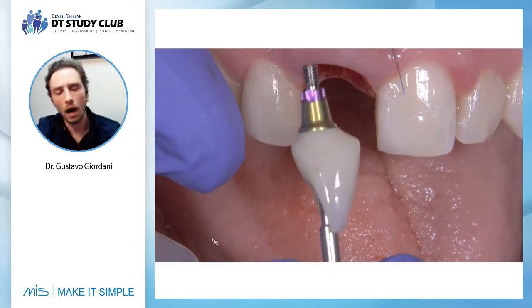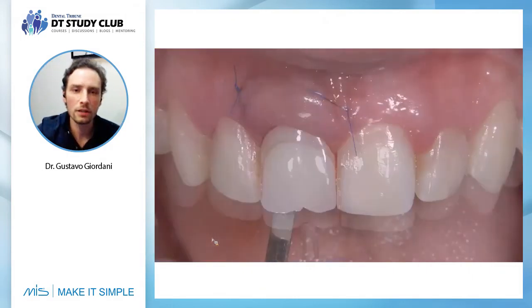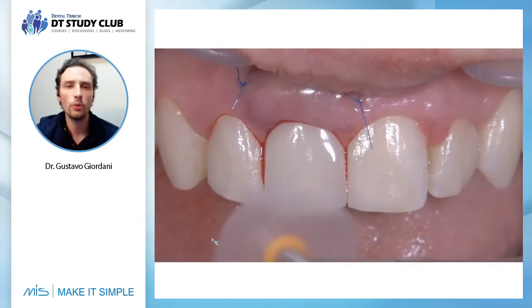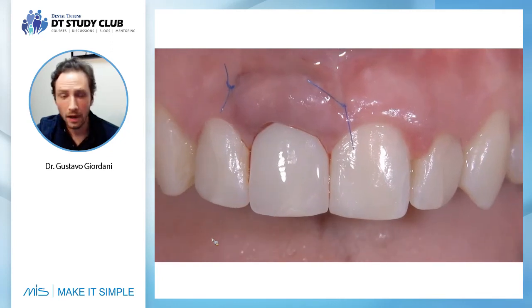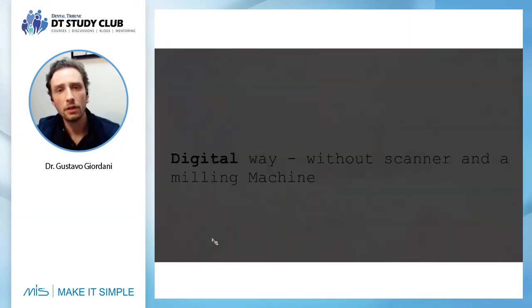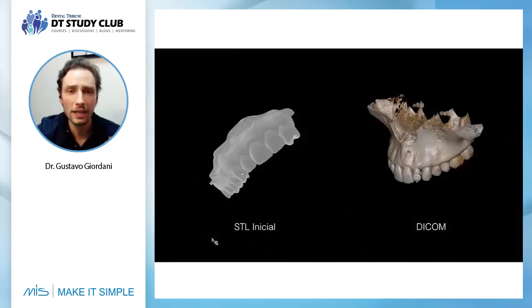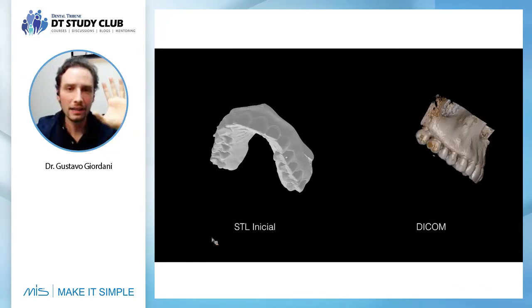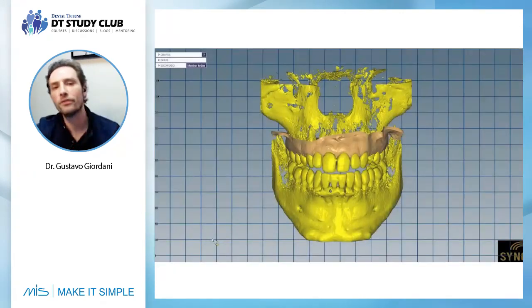So after 1 hour, 1 hour and 30 minutes, our lab in Dentkov will deliver the restoration. They will mill in PMMA, and we're going to just screw it inside the mouth in Monica's case. Very easy, copying the nature, and works very well. But if you don't have a scanner or a milling machine in your office, you're going to do exactly the same. You're going to take the DICOM file, you're going to take the STL, you send it to the lab, and you're going to do this before the surgery.